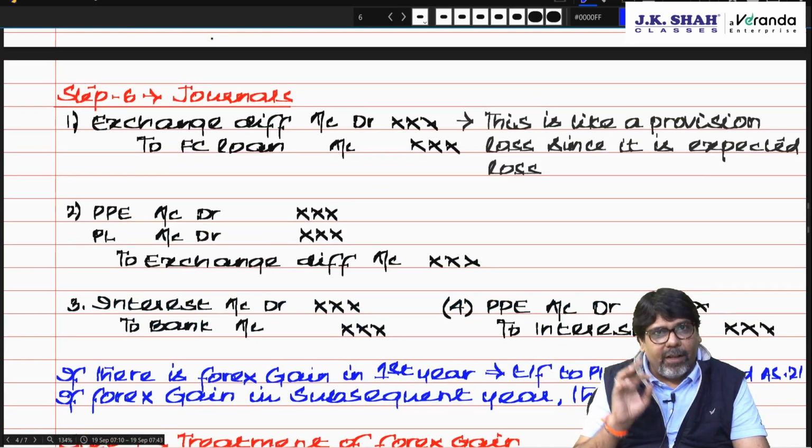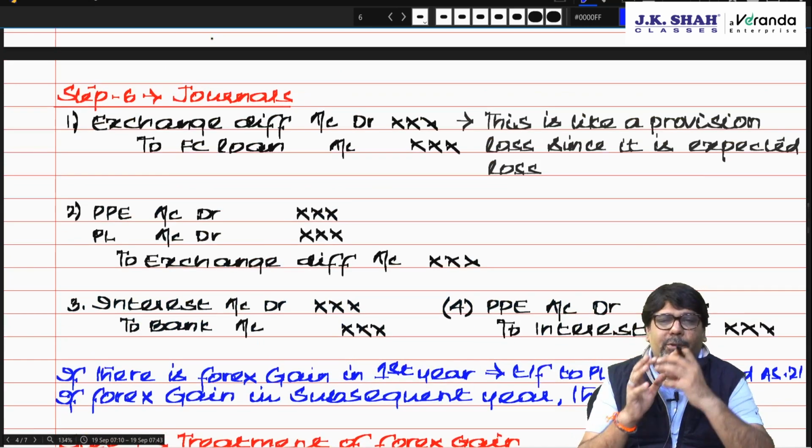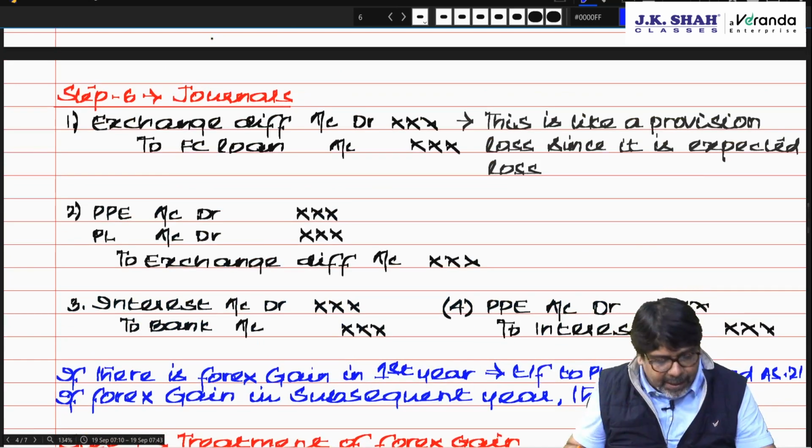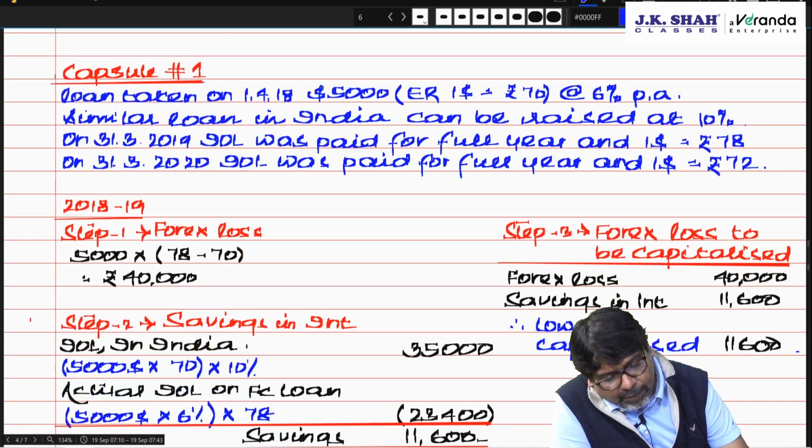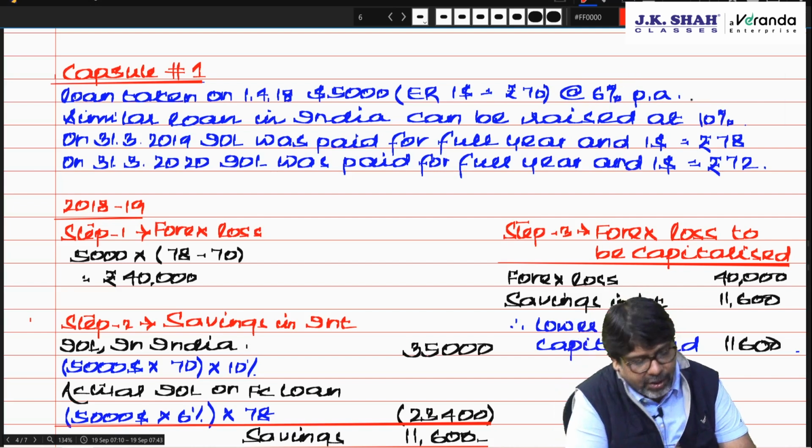Correct. Now, look here, the loan was taken, and correct. So forex loss is there. A portion of forex loss will be allowed to be capitalized. Now look at this question. Loan was taken on 1/4/18 for $5,000. $1 is equal to 70 rupees. Interest rate 6%. A similar loan in India can be raised at 10%. So you went abroad because the interest rate was cheaper.